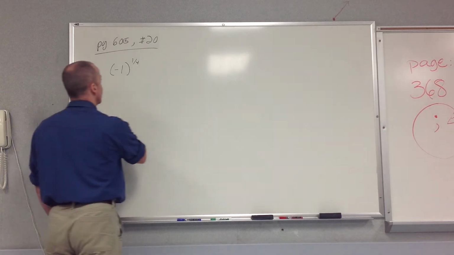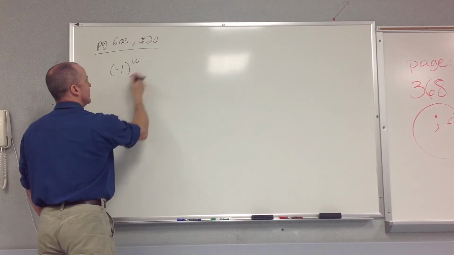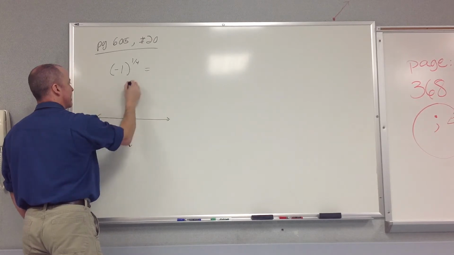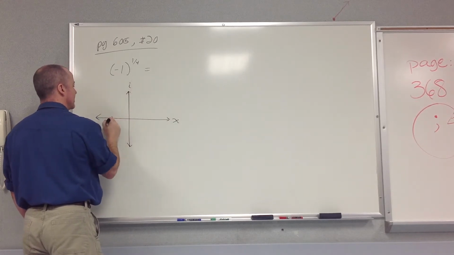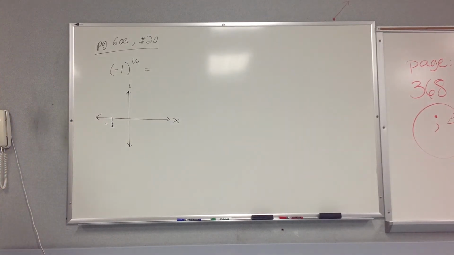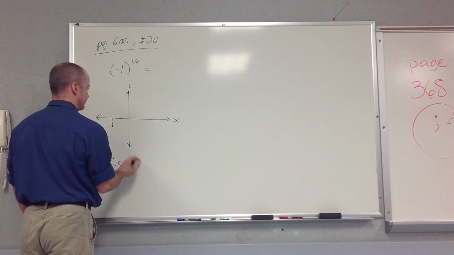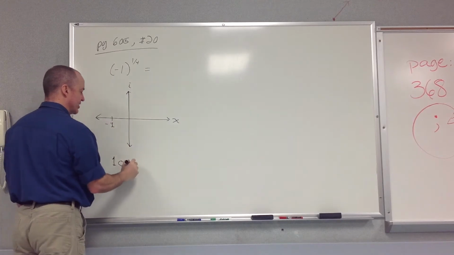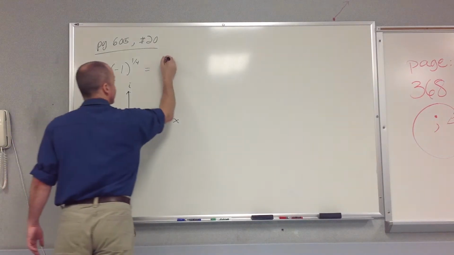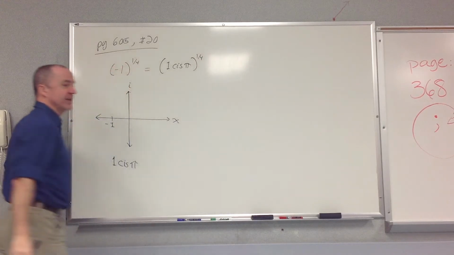So the first thing you need to know is what is this in polar form? What's -1? Let's do a visual. You've got a y-axis, you've got an x-axis. Here is -1. How far from the origin is that? 1. What angle is that? Pi over 2? Pi over 2 is up here. Pi. That's just pi, which is 180. So 1 cis pi is the point we're talking about in polar form.